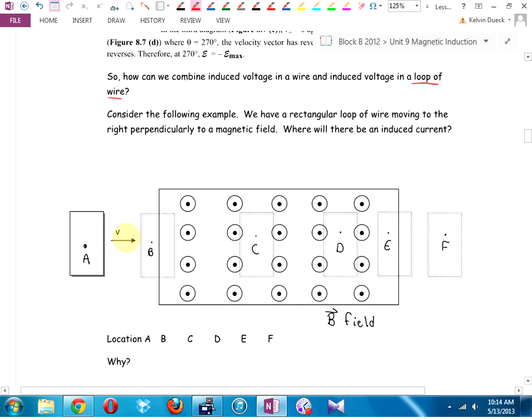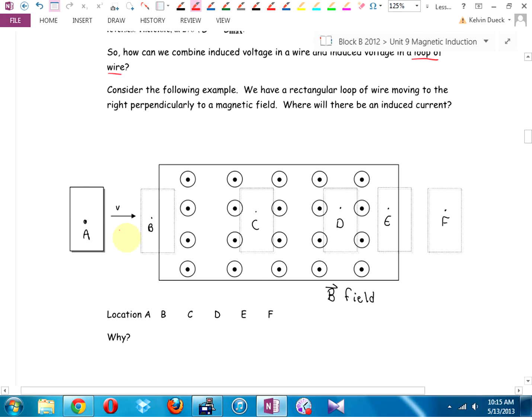Consider the following example. We have a rectangular loop of wire moving to the right perpendicularly to a magnetic field. Where will there be an induced current? And I have locations A, B, C, D, E, and F. Which way is the magnetic field, first of all? Out of the page? Okay. What we're going to do is look at 4 charges. One there, one there, one there, and one there.